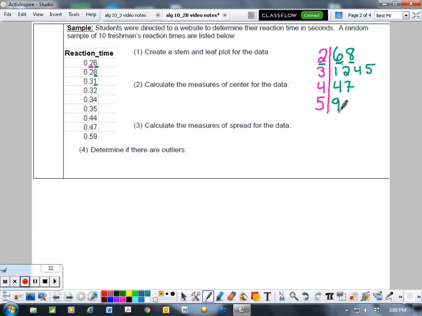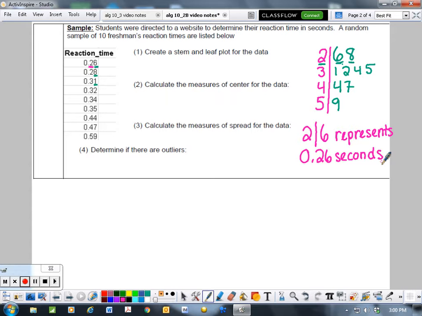And so there's my stem and leaf plot, but I did forget something. I did forget my key. So something like 2/6 represents what? Well, numerically in my data, it represented 0.26 seconds for our reaction time. And so there we know that the 2/6 really represents 0.26 seconds.